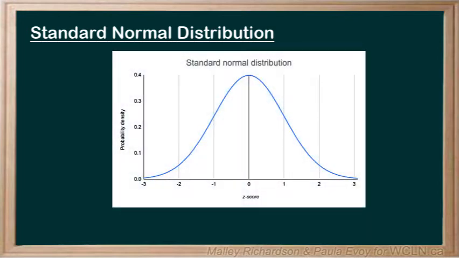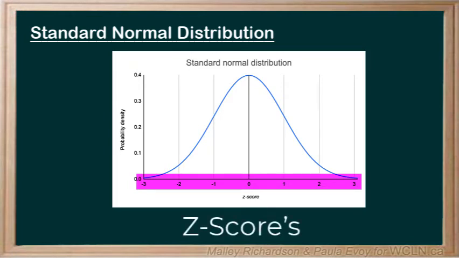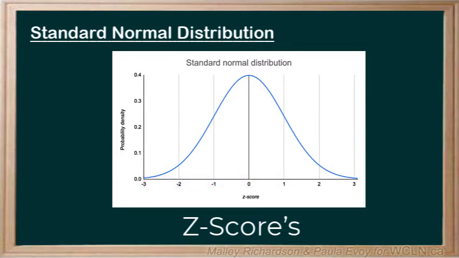Notice the values along the horizontal axis. These are called the z-scores, and they indicate the number of standard deviations a data value is above or below the mean. A positive z-score means a data point is above the mean, while a negative z-score means a data point is below the mean. A z-score of 0 means the data point is exactly average.